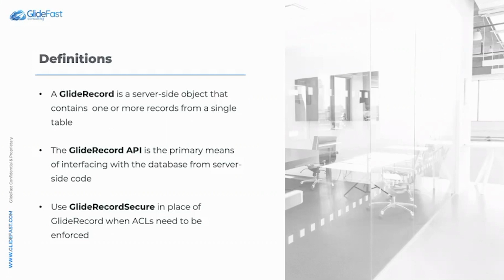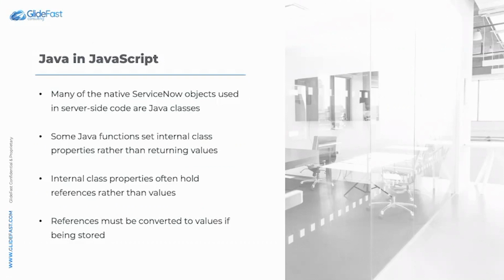Okay, let's get into concepts. This is sort of a pretext as to why GlideRecords are weird. GlideRecord is pulled from the server by ServiceNow, and it is not actually a native JavaScript object. It is a Java object, okay?